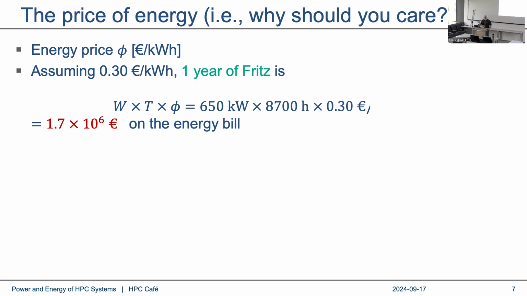We assume here, and that's really a moving target, about 30 euro cents per kilowatt hour. Okay, that's something you have to pay. Now, for Fritz, that's 650 kilowatts times 8,700 hours times 30 cents. That's 1.7 million euros on the energy bill. If we assume that Fritz will have an operating time of like 6 years, to keep the math simple, that's 10 million euros just for the energy bill, assuming that the price of energy stays constant. That is more than the system actually cost.